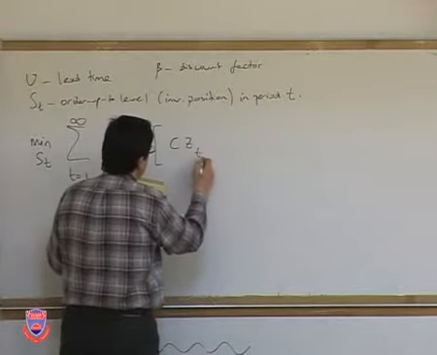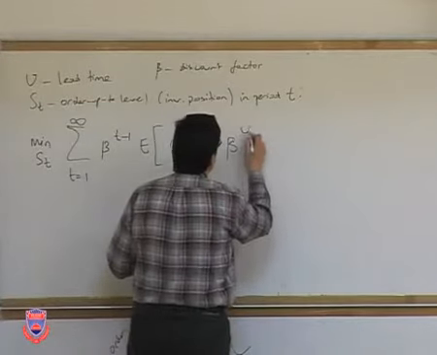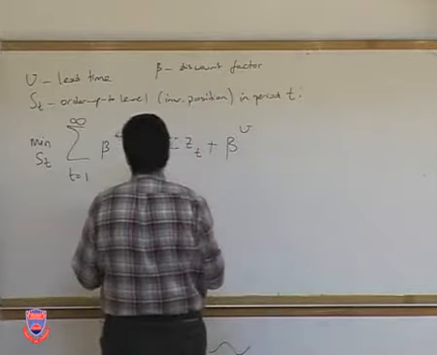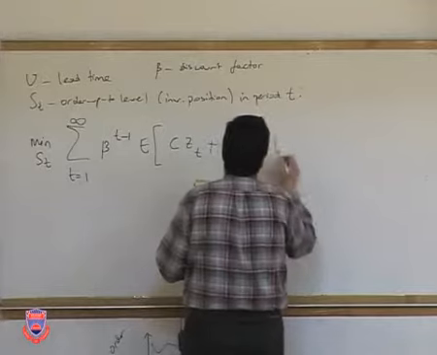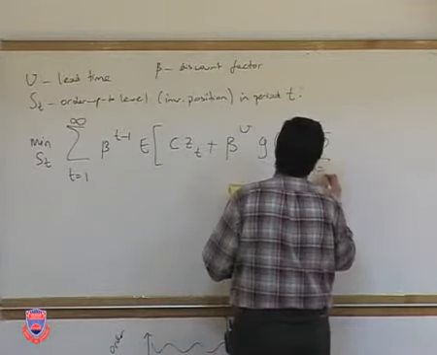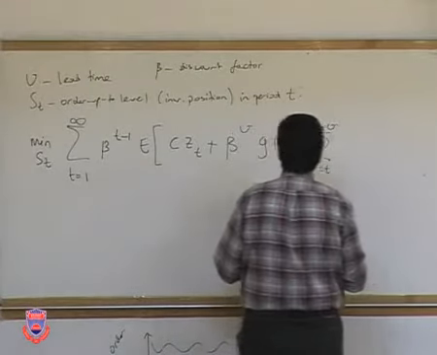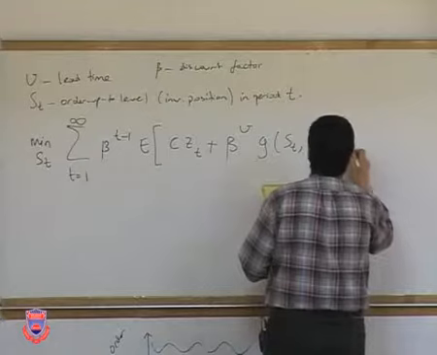C times ZT plus beta to the power nu G of st, and then I have I from t to t plus nu times di.